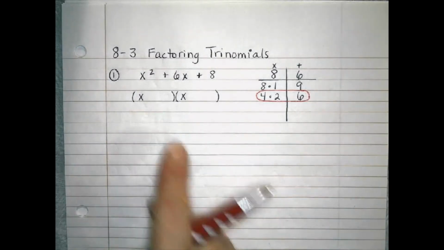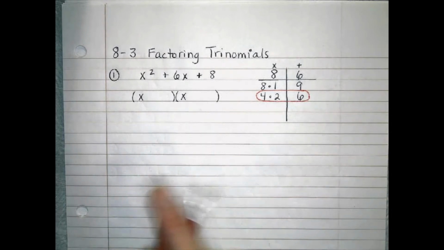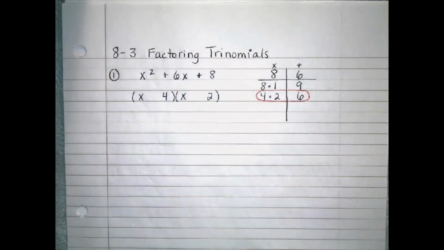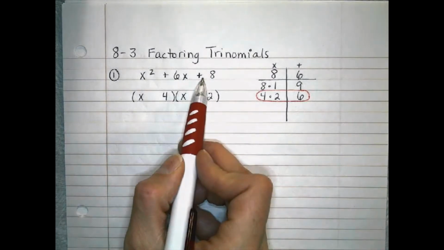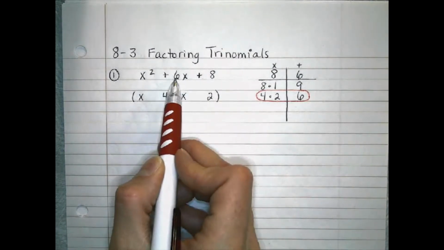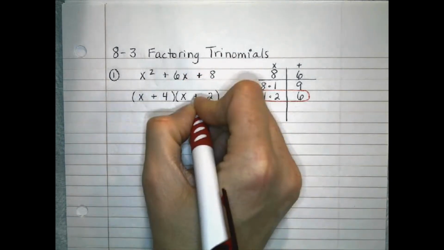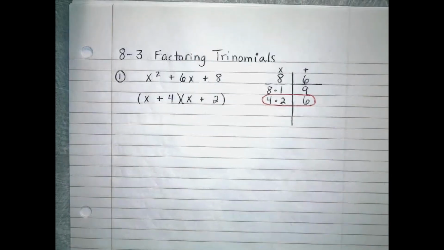So over here, back to my parentheses, I'm going to put 4 and 2. And in this case, since my 8 is positive and my 6 is positive, I want positive 4 and positive 2. So I'm going to put in an addition symbol for both. And that is how I factored the trinomial.